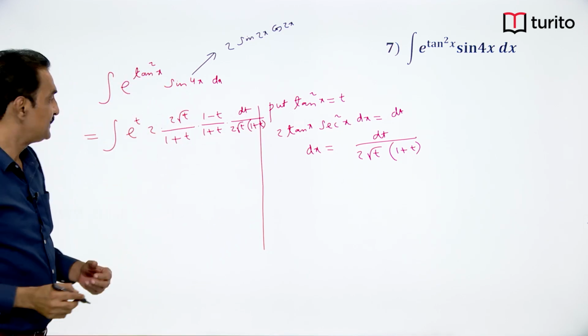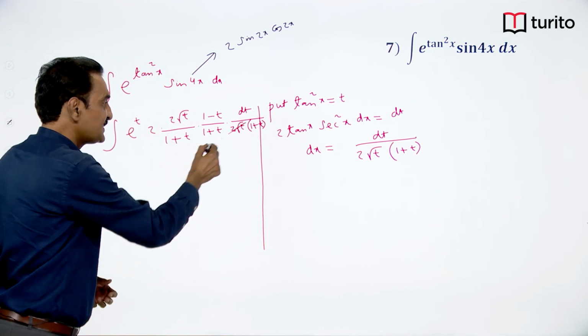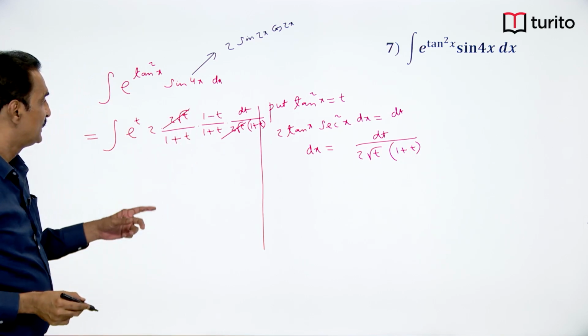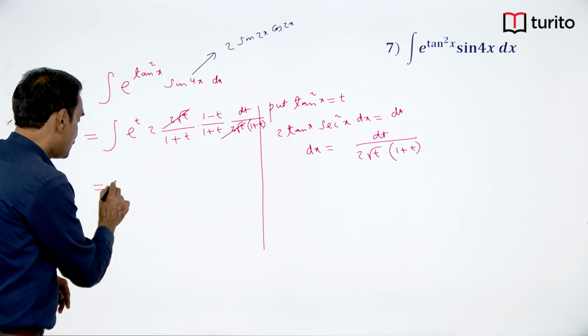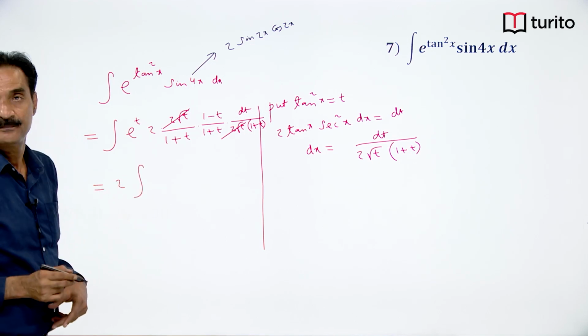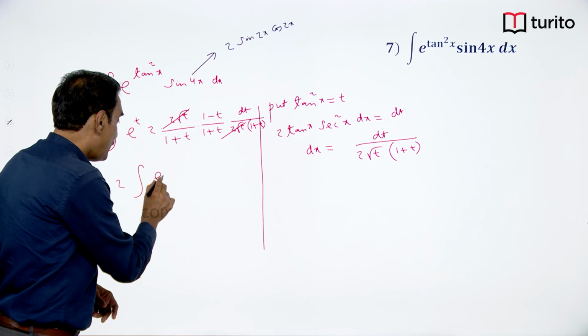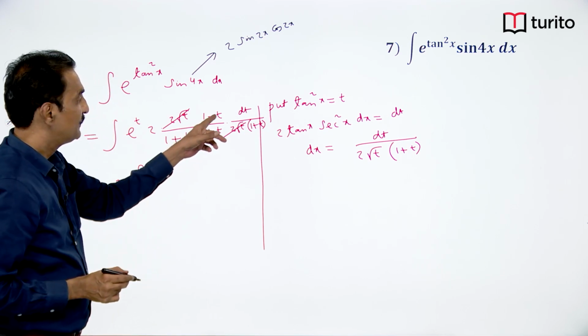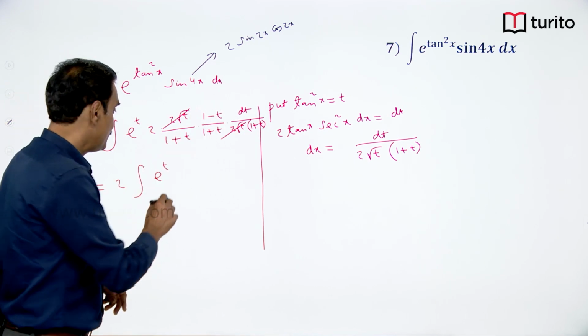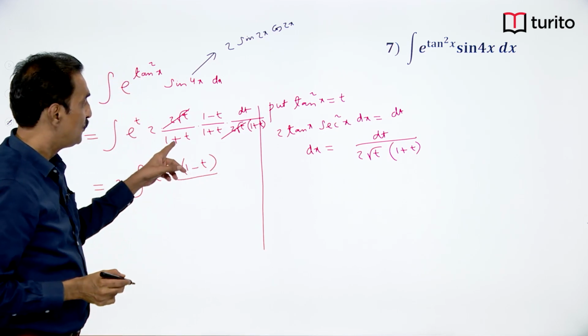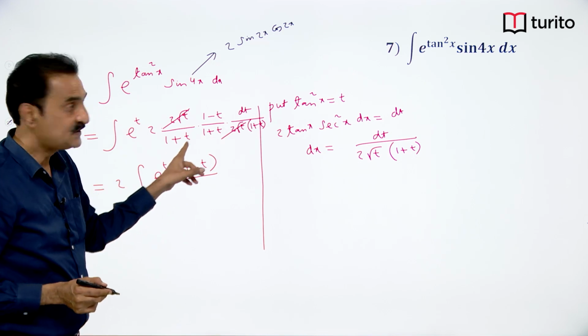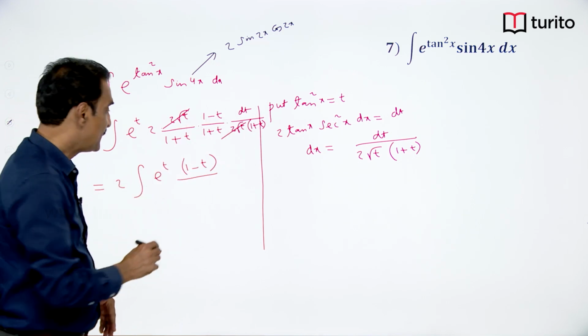Now simplifying it, 2 root t cancels. Okay. So write this 2 outside the integral, 2 integral e power t into numerator 1 minus t by 1 plus t whole cube.